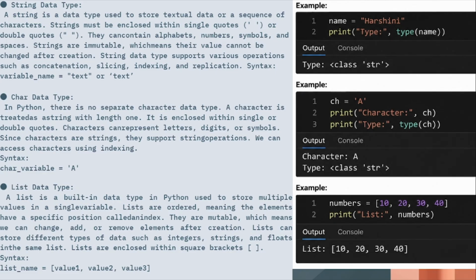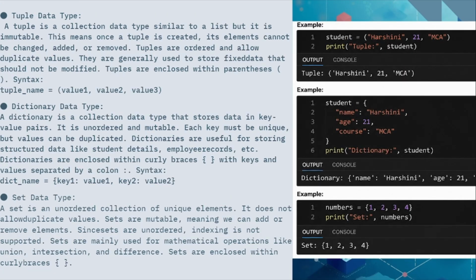Lists are ordered, meaning the elements have specific positions called an index. A list is ordered and you can access elements of a list using indexing, that is list of 0, list of 1. After creating a list, you can store different types of data such as integer, string, and float in the same list. Lists are enclosed with square brackets. To know whether it is a list or not, look for the square brackets. Square brackets are compulsory. Syntax is list name and inside square brackets you can give any values, maybe strings, tuples.